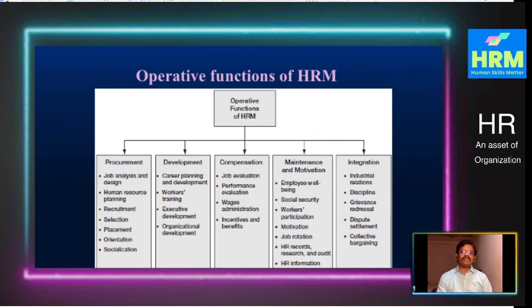Maintenance and motivation is related to employees' welfare, social security, workers' participation, motivation, job rotations, HR records, research, audit, and the HR information system. So all these come under the maintenance and motivation of the employees in the organization. Then you can see the last function is integration. Integration covers industrial relations, discipline and disputes, settlements and grievances, and collective bargaining. So all these also come under human resource management. These are the five major functions of human resource management in the organization.